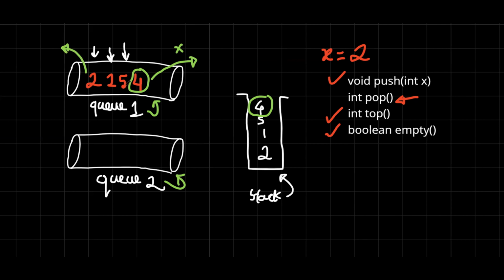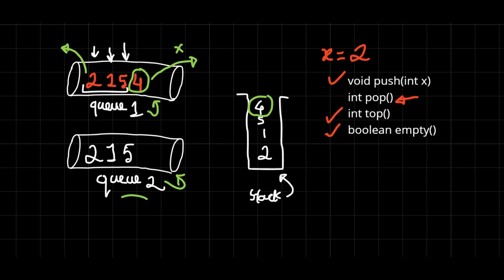In this case, we have to take advantage of the second queue. Here, the algorithm is pretty simple. We have to simply shift all the elements except the last element into the second queue. So here, the first elements are 2, 1, and 5. So we have to add 2 first here, now 1 here, now 5 here.